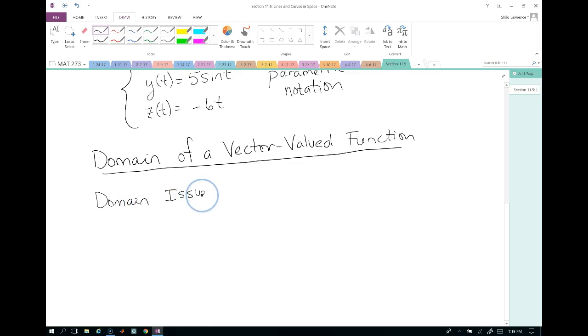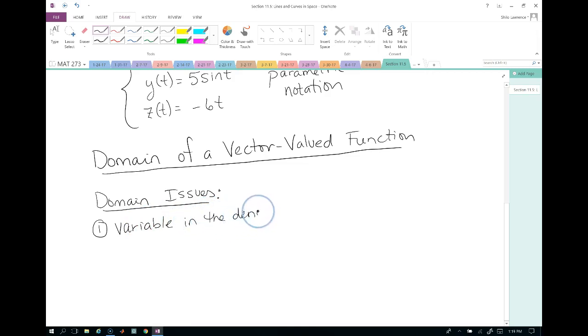So first, let's talk quickly about some common domain issues that we see in algebra. Some characteristics of a function that would tell us, hey, I'm going to have to restrict my domain, or I'm not allowed to just willy-nilly plug in any number I want. And one of the things that we run across in algebra is when we have variables in the denominator. So we're working with some fractional expression and there's a variable in the denominator.